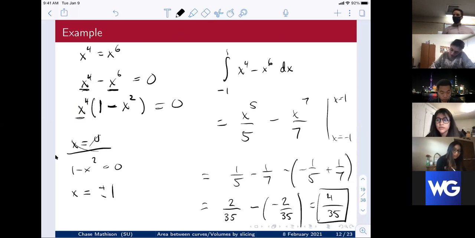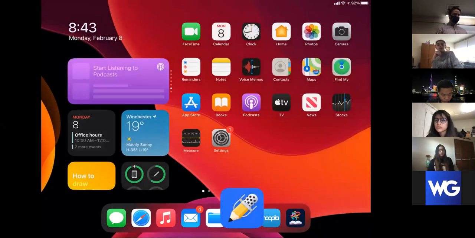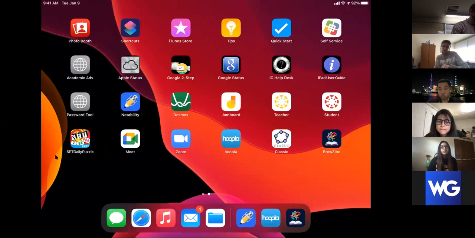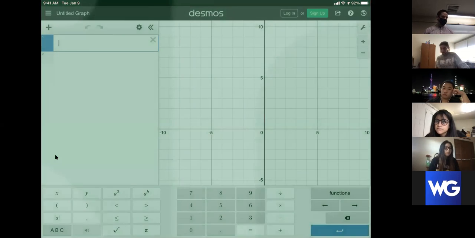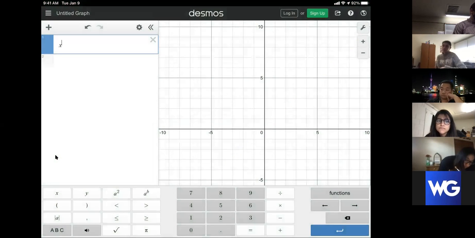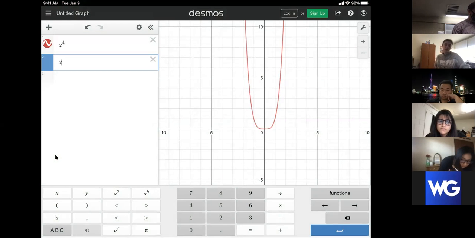Professor Matheson, I have a question. Yeah. So why is it x to the 4th minus x to the 6th and not the other way? Excellent question. So there's a couple ways we can think about this. First and foremost, when you're doing these problems and we don't have an intuition for the curves, go and plot it. Okay, so here's x to the 4th in red. Here's x to the 6th in blue.